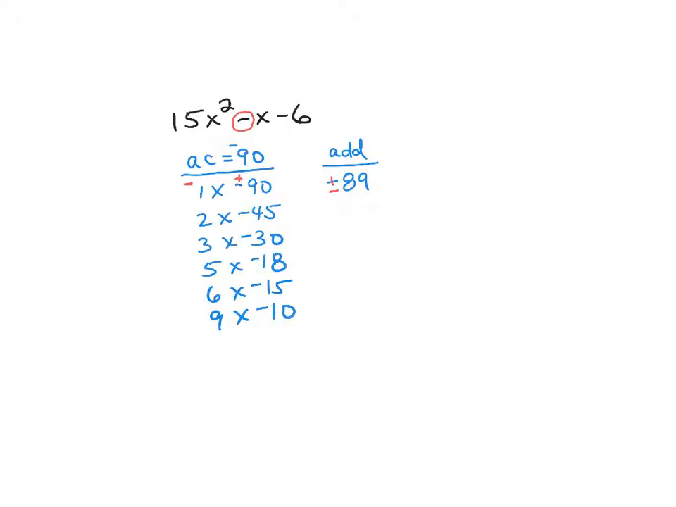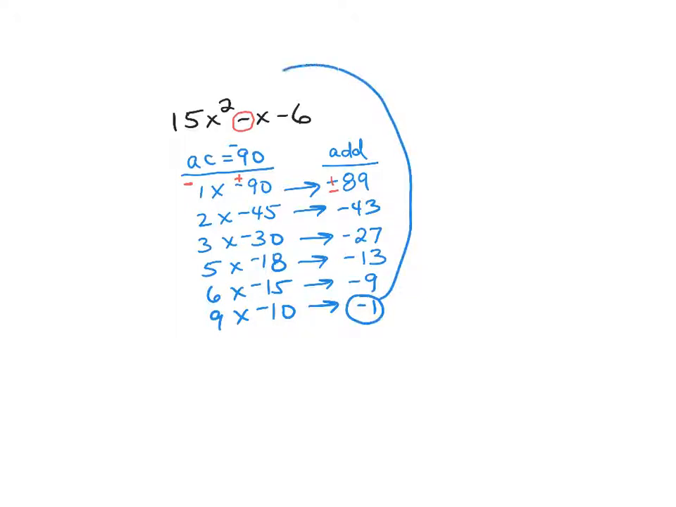So if I have the 2 plus a negative 45, that gives me a negative 43. 3 plus a negative 30 gives me a negative 27. 5 plus a negative 18 gives me a negative 13. 6 plus a negative 15 gives me a negative 9. And 9 plus a negative 10 gives me a negative 1. I did get that middle term. I got a negative 1 because there's an understood 1 in front of there.